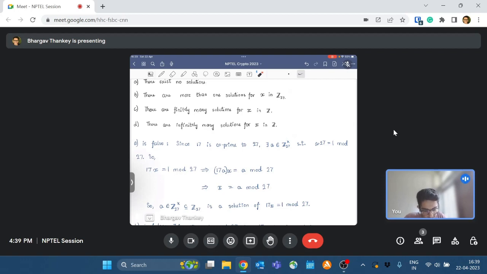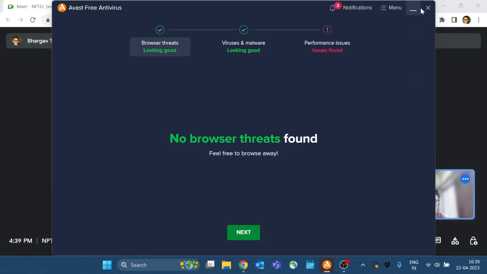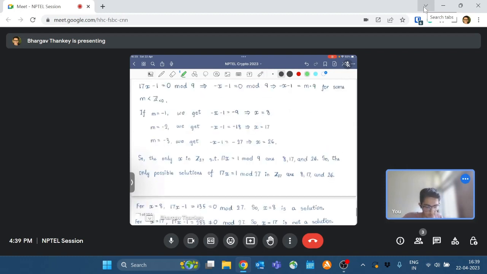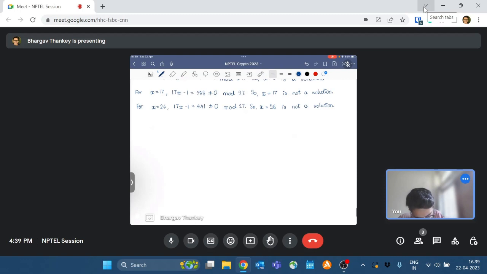What about C? There are finitely many solutions of x in Z. C and D are negations of each other, right? C says that there are finitely many solutions of x in Z, and D says there are infinitely many solutions of x in Z. So what we will show is that D is true, and therefore C has to be false. Let's see why D is true.